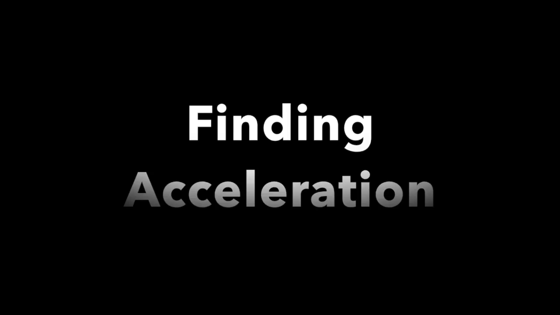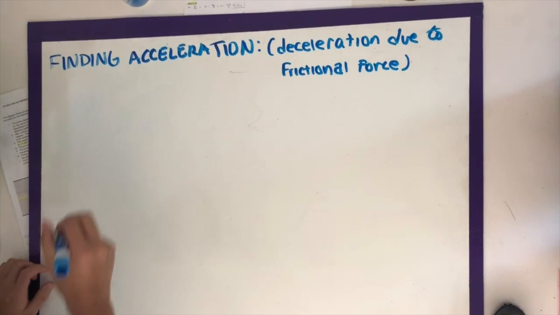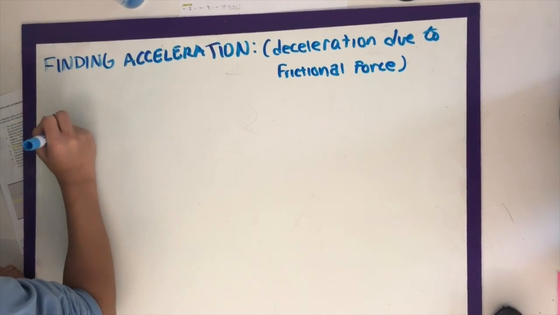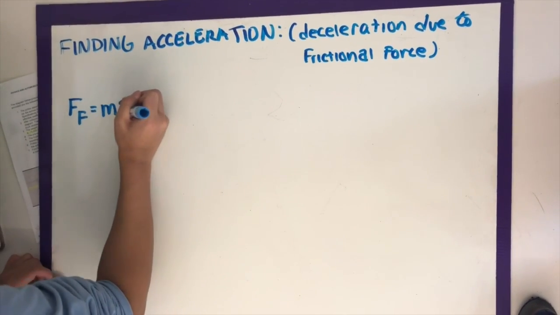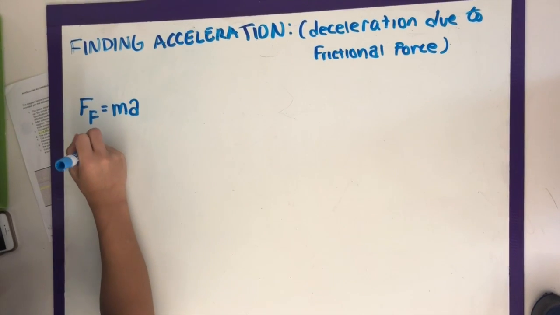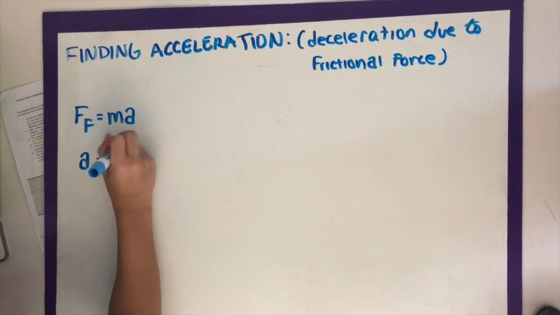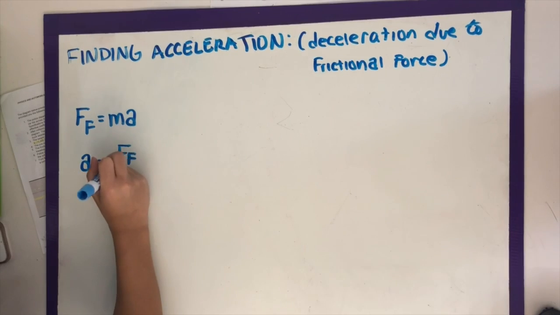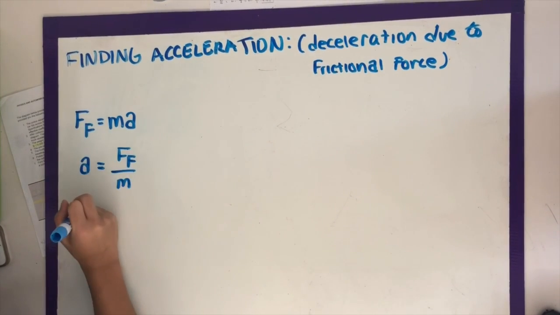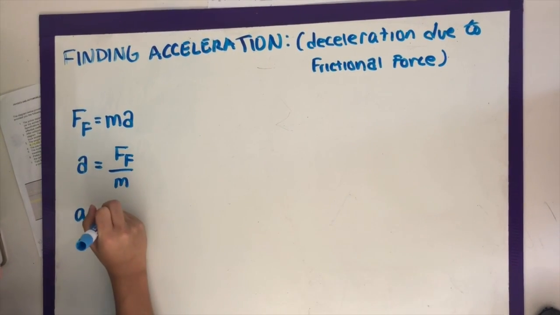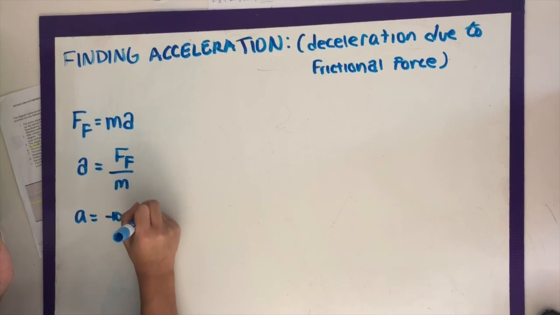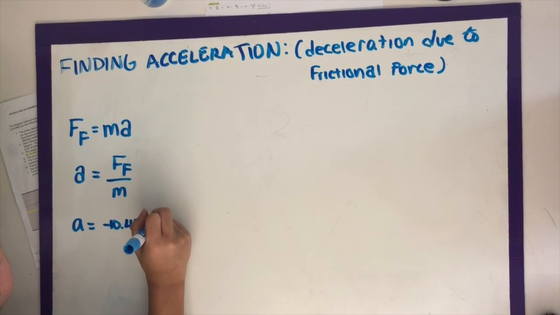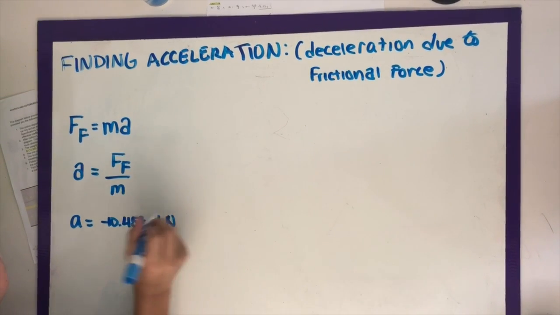Now let's move on to finding the acceleration of the car and the truck. Because we found the frictional force of both the car and the truck, we can use that value to find the acceleration. We know that the formula is the frictional force is equal to the mass of both the truck and the car times the acceleration. So we will rewrite this equation to solve for a, which is acceleration, is equal to the frictional force divided by the mass.